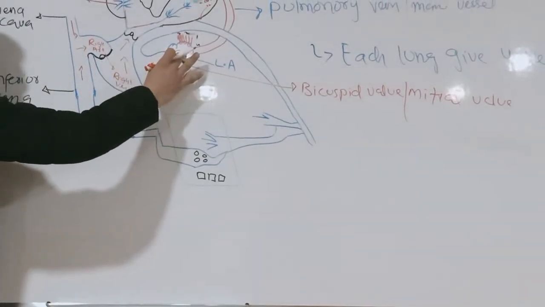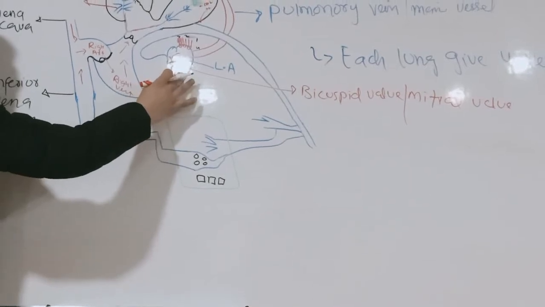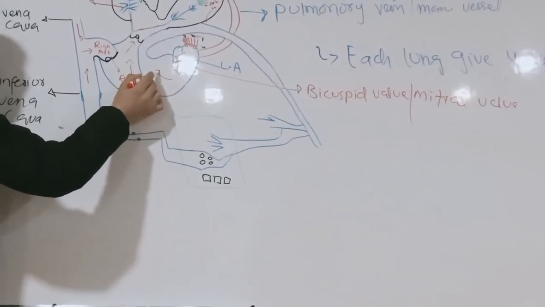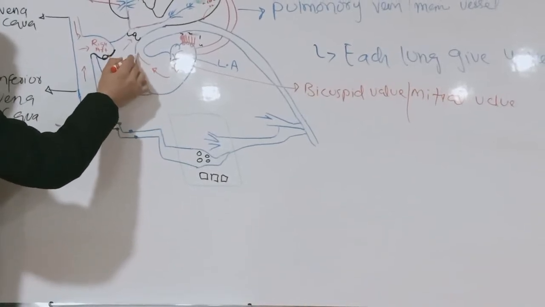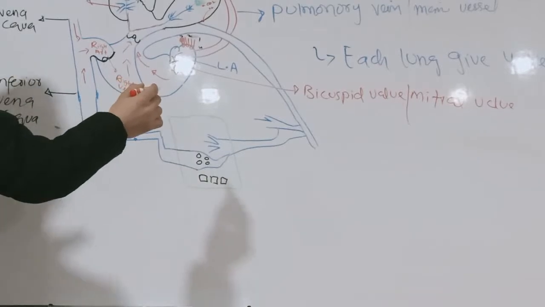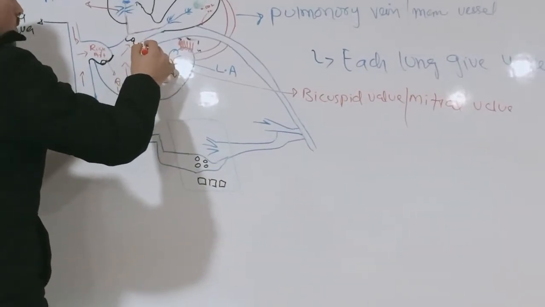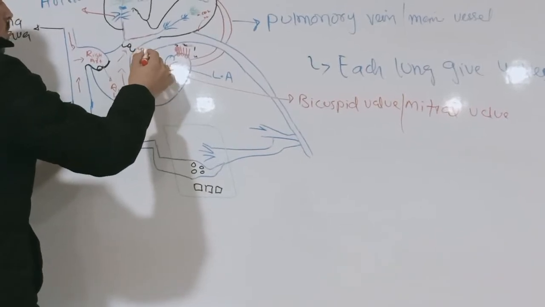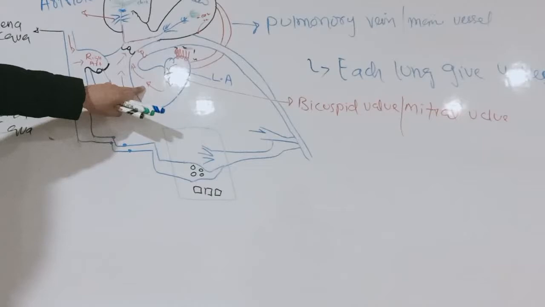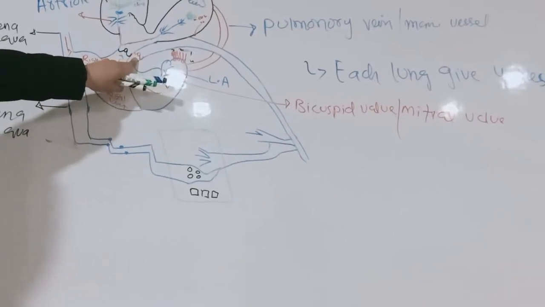So when the blood comes from the left atrium to the left ventricle through the mitral valve, now when the left ventricle contracts, the blood is pushed into the aorta. Here the valve is present, which is called the aortic valve. When the left ventricle contracts, the blood enters into the aorta through which valve? Through the aortic valve.